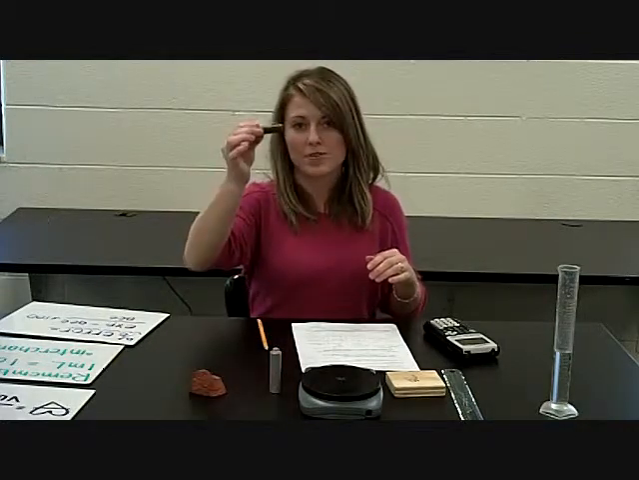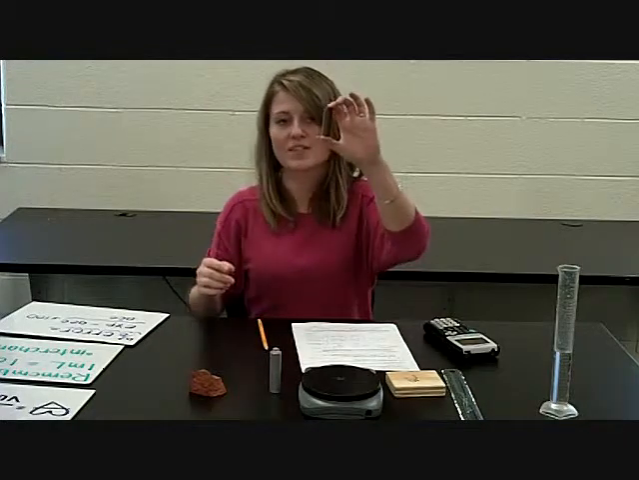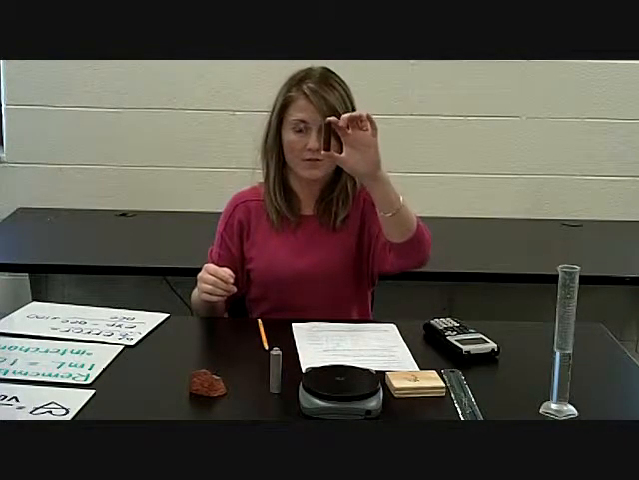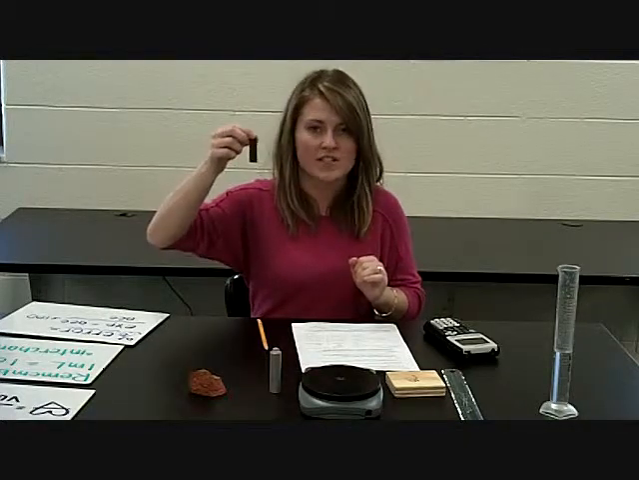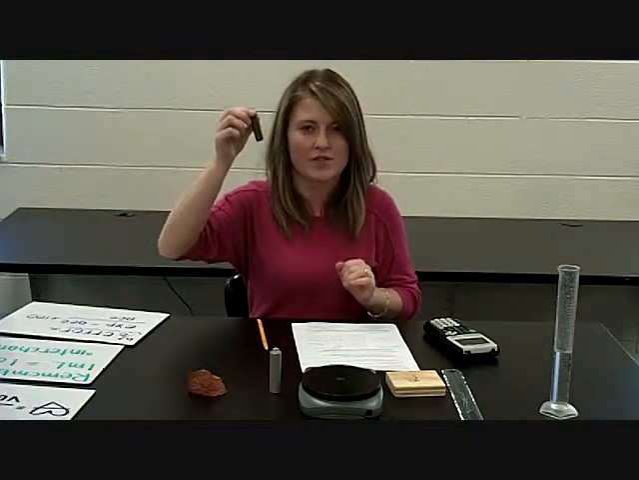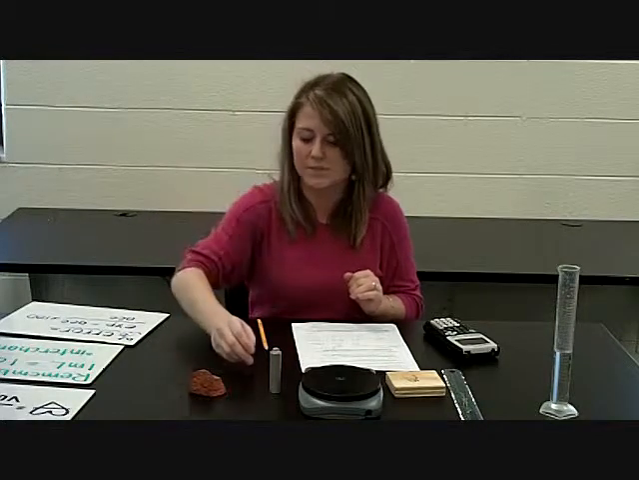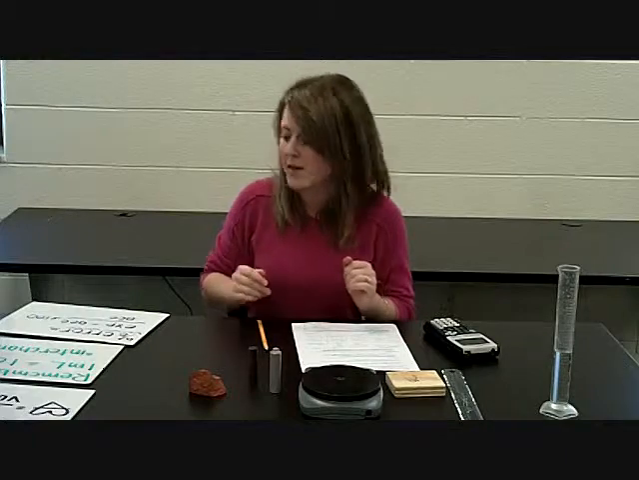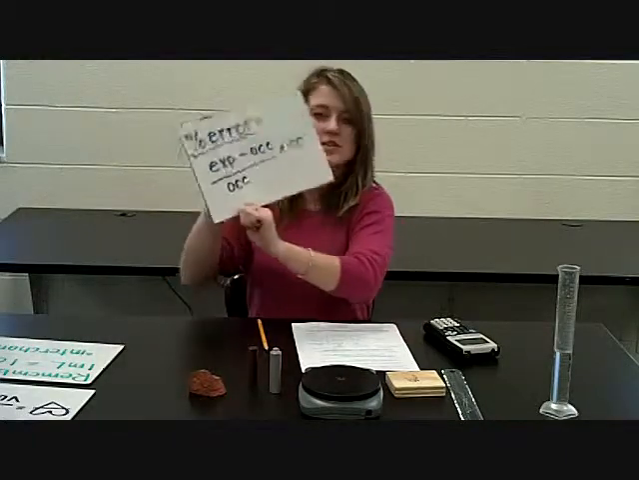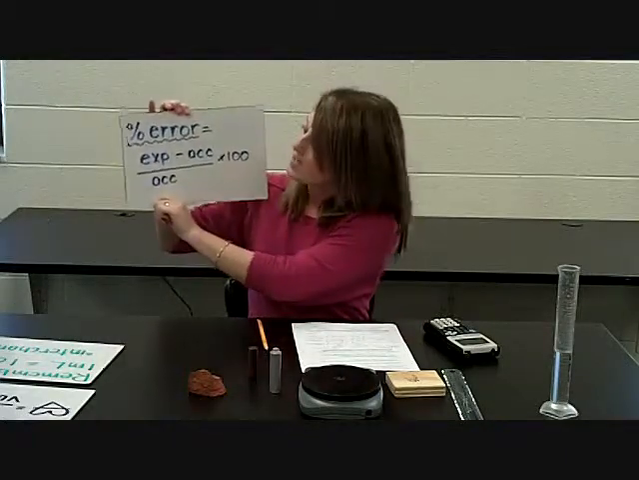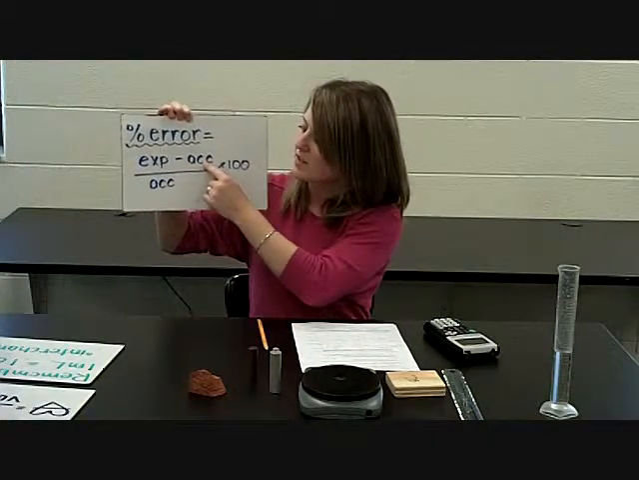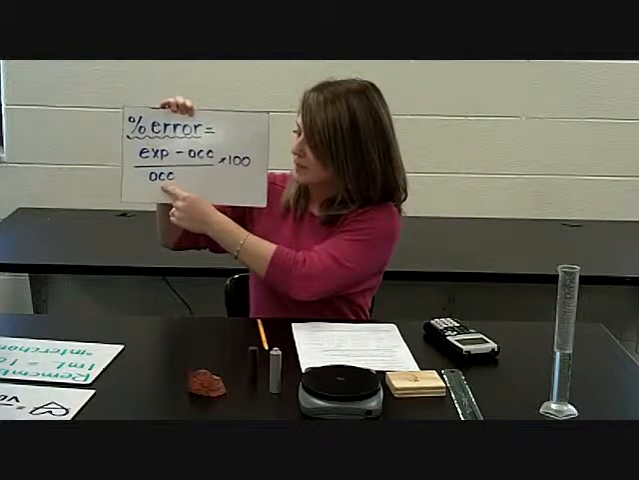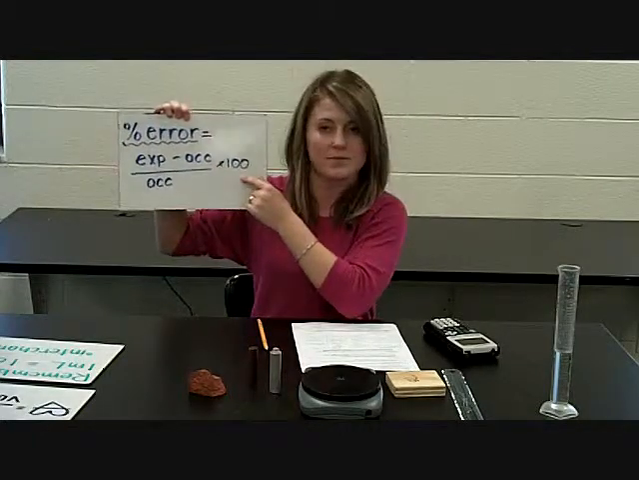Now, Mr. Miller provided us a list of the actual densities of the plastic rods. We used the dark brown one. So the point of this is, let's see how close you got to finding the actual density. When we need to figure out how close we are to an accepted measurement, we use percent error. Percent error, you take your experimental value minus the accepted value, divide by the accepted value, times 100.